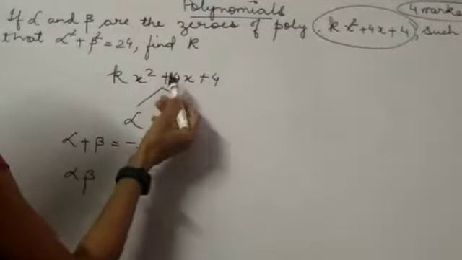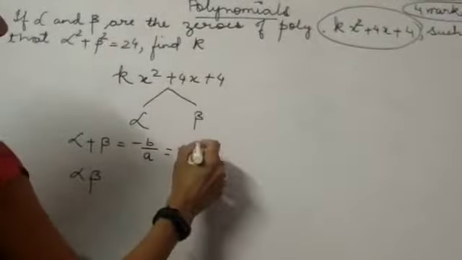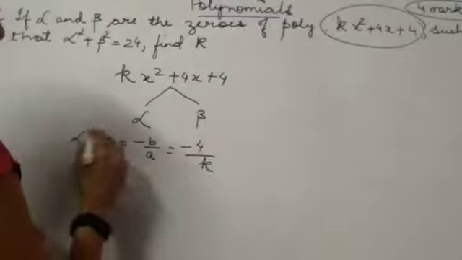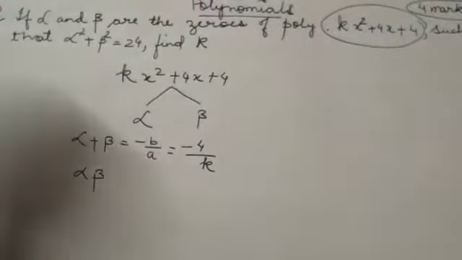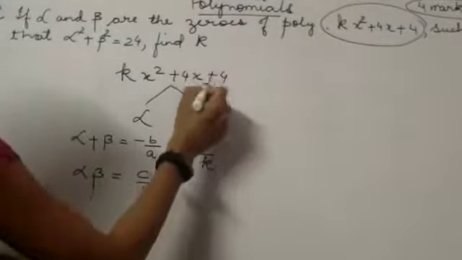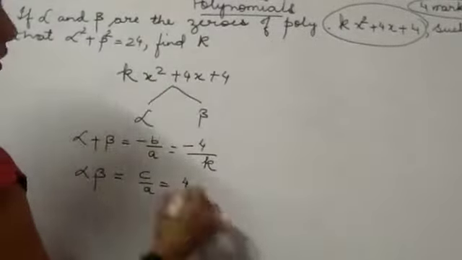Since I know alpha plus beta is minus b upon a, I can find the value of b. b is the coefficient of x. So it is minus over here and b is plus 4, so it gives me minus 4. a is my k. So alpha plus beta is minus 4 by k. Alpha into beta is c by a, which is 4 by k, where a is the coefficient of x square, which is k.